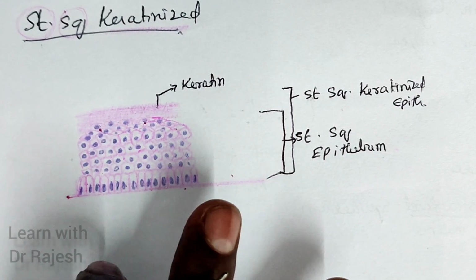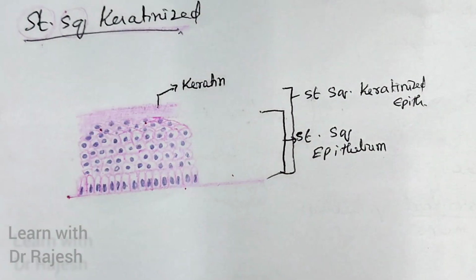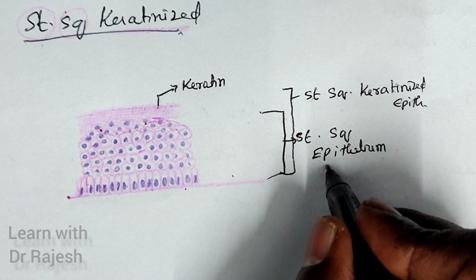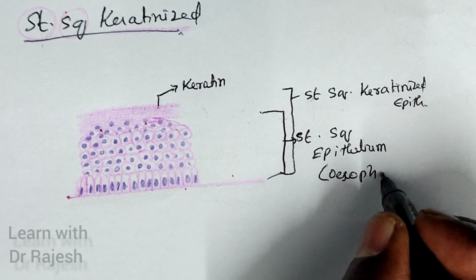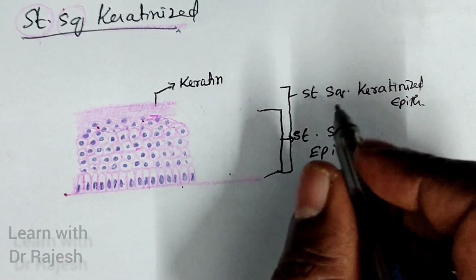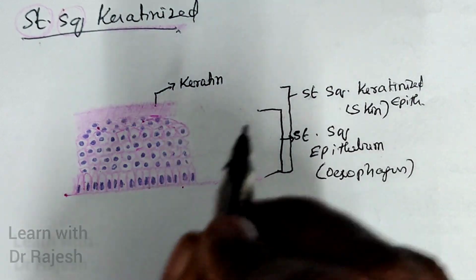So this is how we draw stratified squamous keratinized and non-keratinized epithelium. Stratified squamous epithelium is present in esophagus. Stratified squamous keratinized epithelium is found in skin. Next, how to draw stratified cuboidal epithelium.